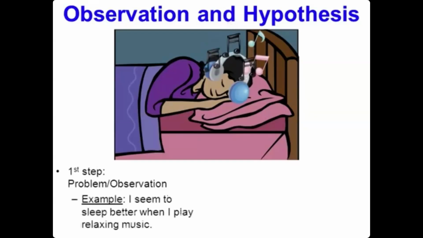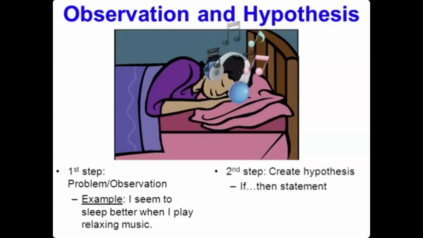In our pretend fictional example, maybe she makes an observation. Maybe she accidentally fell asleep listening to music a few times and she seemed to sleep better through the night. So that's her observation: I seem to sleep better when I play relaxing music throughout the night. And maybe she's sleeping better because of the music. Maybe it's some other factor, but that's just something that she noticed. That's a problem that she noticed.